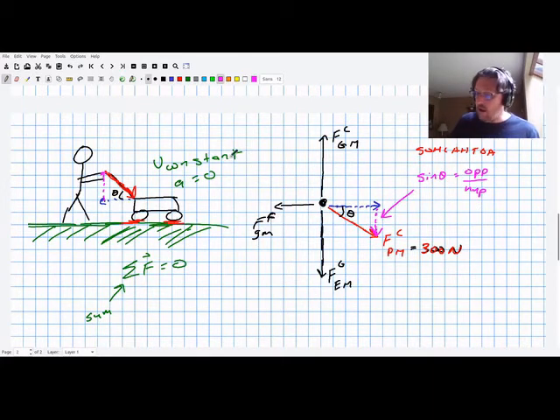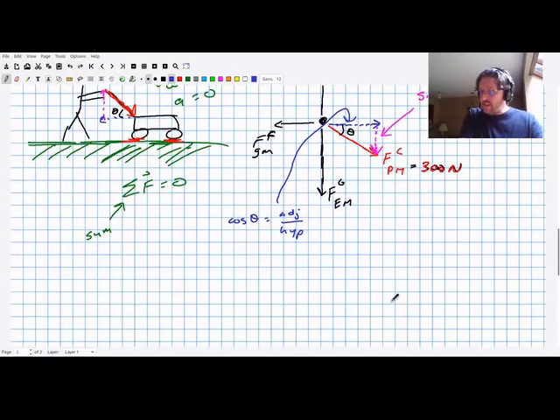And then, in blue, the cosine of the angle is equal to the adjacent side over the hypotenuse. And the adjacent side is that blue one. So I can use those two trig relationships to figure out how big the adjacent side and the opposite side are.